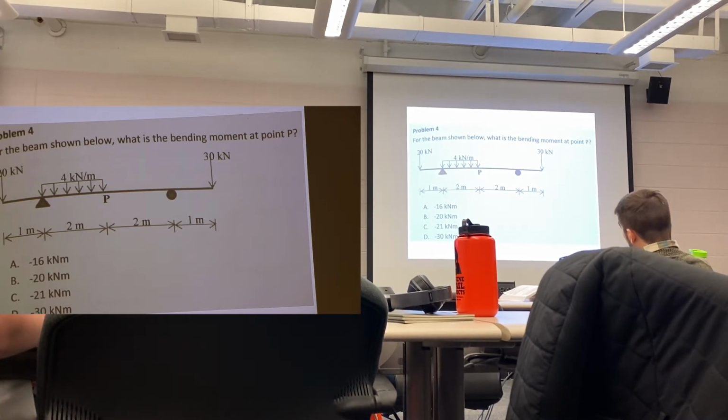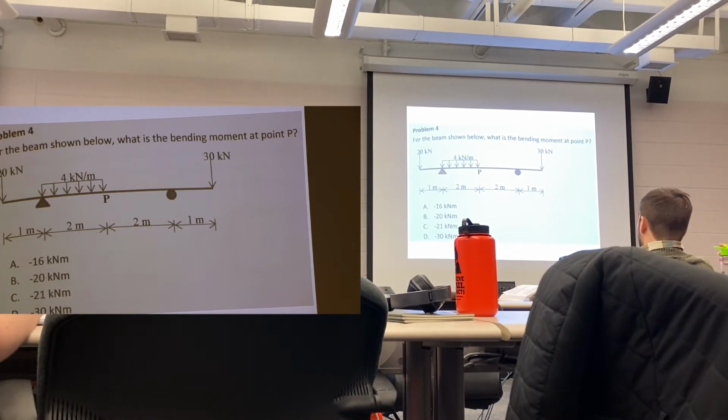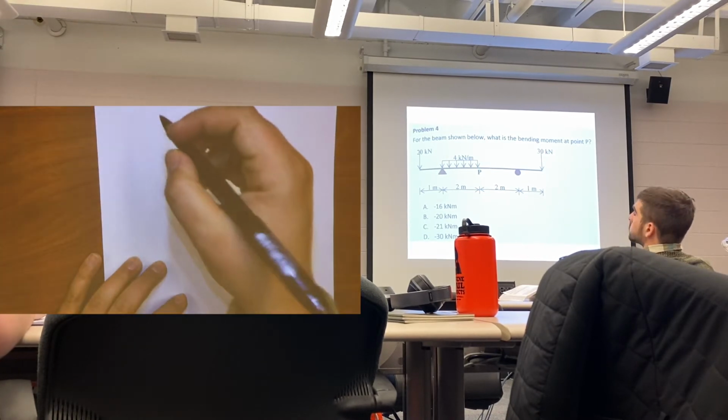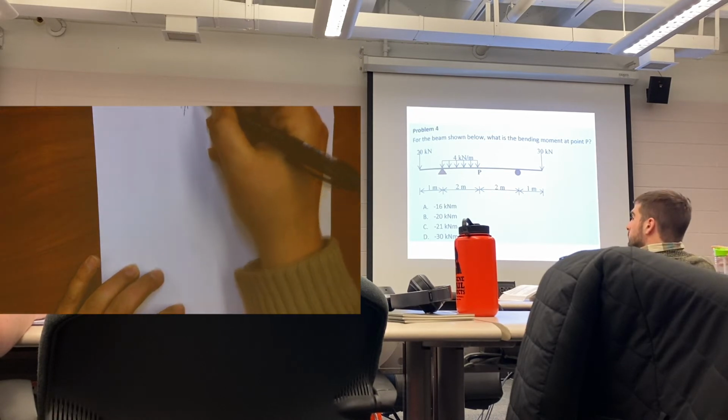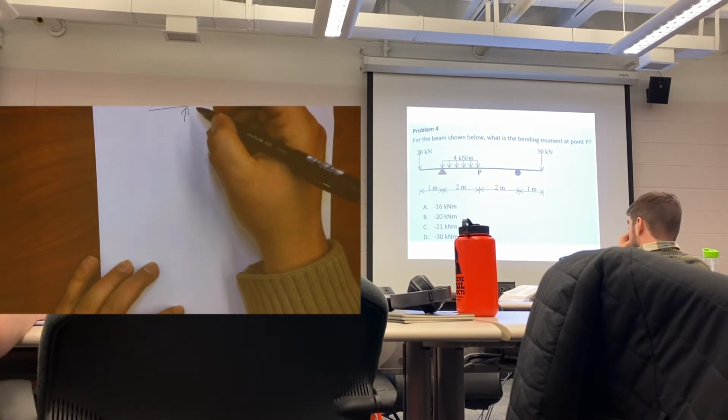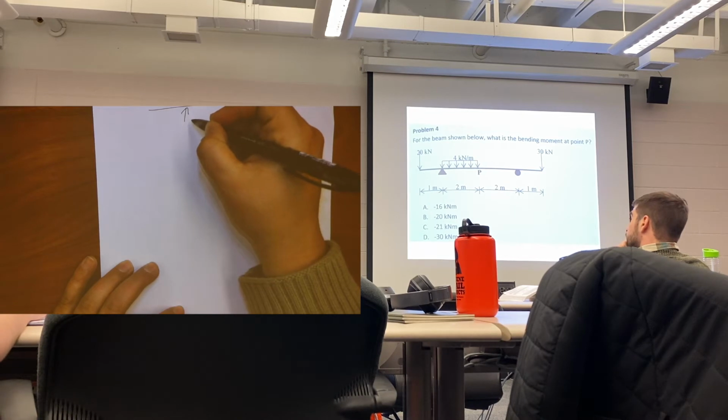So if you do that, fine, this is your beam. You're going to find that By is 34.5.